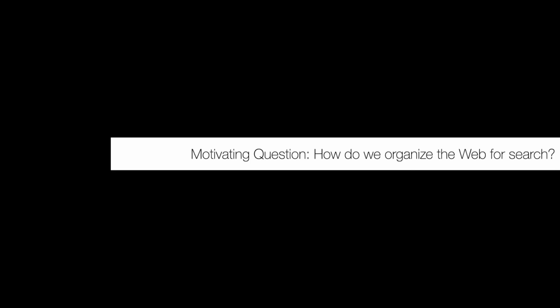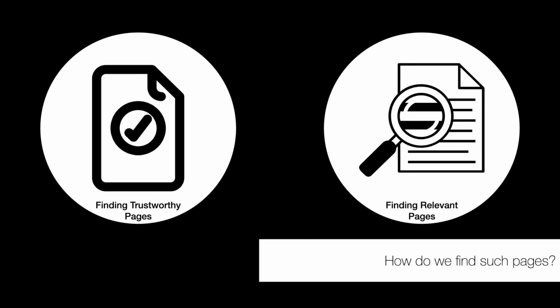So if we go back to the motivating question about how do we organize the web despite these issues, really this breaks down into two problems. One is finding relevant pages. So this is looking for pages that have the keywords I'm searching for, which can be done using standard information retrieval approaches that just do keyword matching. But also we want to look for pages that are trustworthy, pages that are not owned or driven by adversaries who are trying to get you there on sort of false pretenses. So how do we find pages that do both of these things?